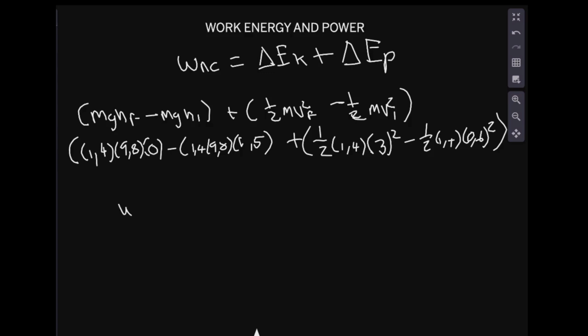So we're going to say that the work done by the non-conservative force is equal to 1.4 times 9.8 times 1.5, which is equal to negative 20.58, plus a half times 3 squared, minus a half times 1.4 times 0.6 squared, which is 6.05.